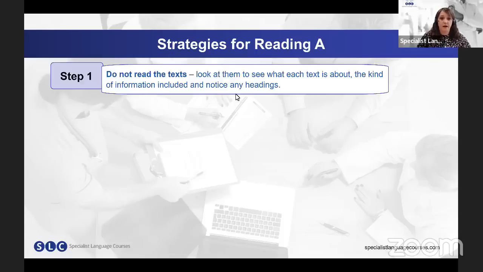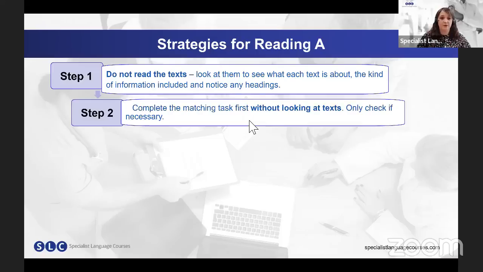So step one, we advise that you don't read the text. Again, remember, by read, we mean read every word in detail from beginning to end. Instead, as we've discussed, you look at them to see what each text is about, look at the kind of information that's included and notice any headings. Step two, you move on to the matching task, which is always the first set of tasks in reading A. You can do this without reading the texts. You can look at the question, look for those keywords and decide which text has that information. If you're not sure, then check.